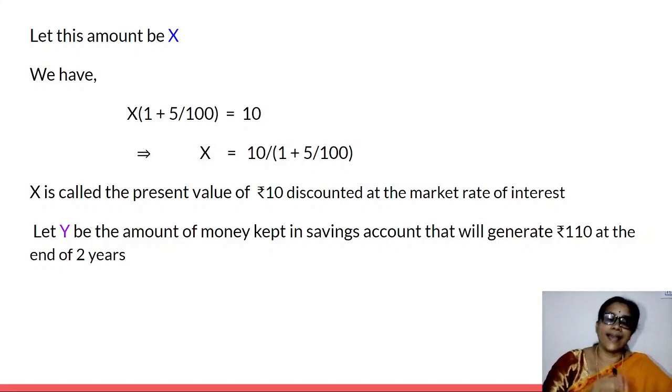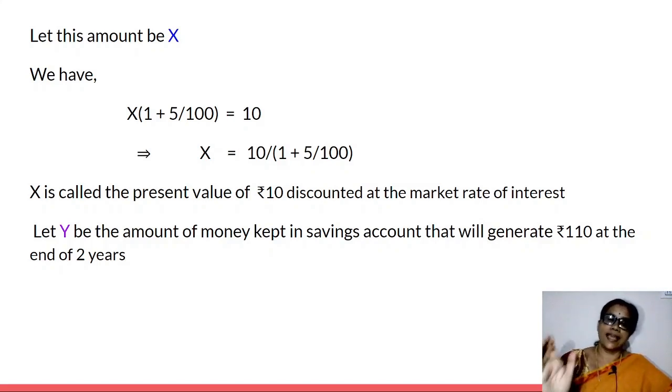So here X into 1 plus 5 by 100 is equal to 10. Okay, now we get the value of X: X is equal to 10 divided by 1 plus 5 by 100. So here X is called the present value of rupees 10 discounted at the market rate of interest. Let Y be the amount of money kept in the savings account.